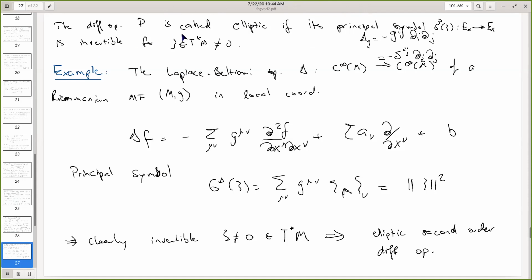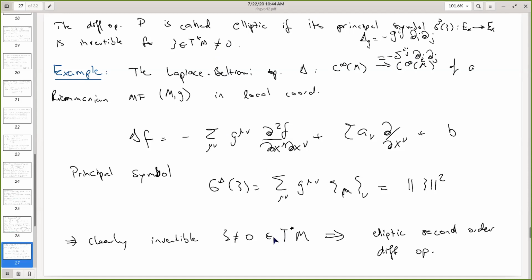So the differential operator P is called... There are differential operators: elliptic, hyperbolic, parabolic, and so on. One which plays a fundamental role in differential geometry, and in Riemannian geometry especially, is called an elliptic differential operator. An operator is called elliptic if its principal symbol is invertible for psi an element of T star of n, which is unequal to 0.